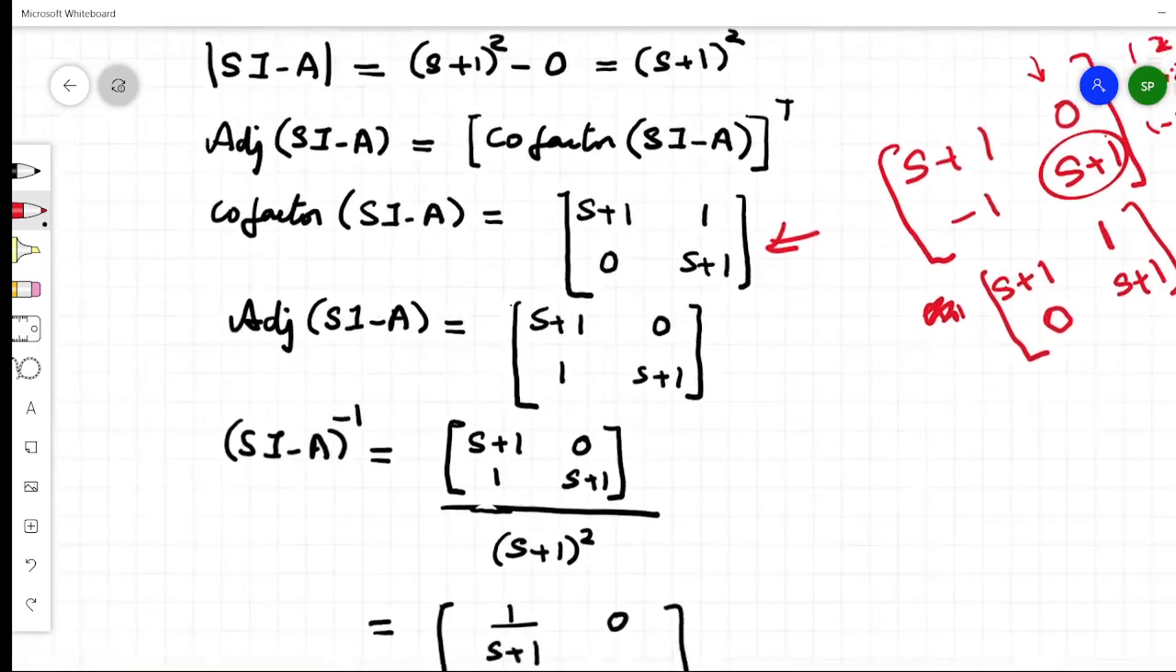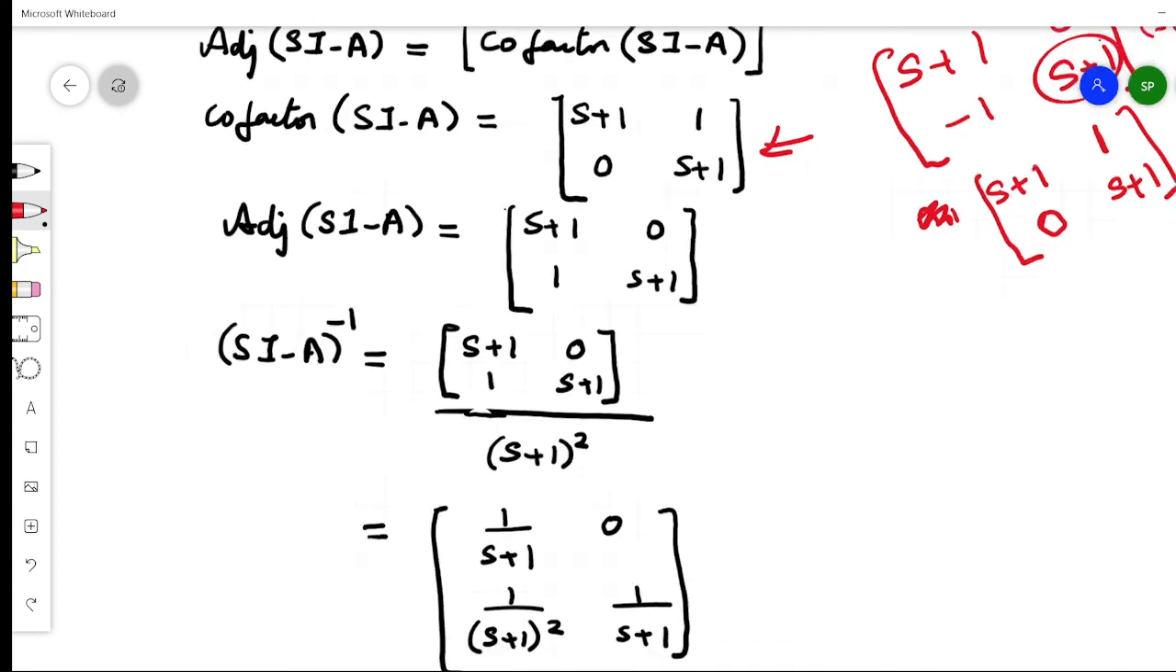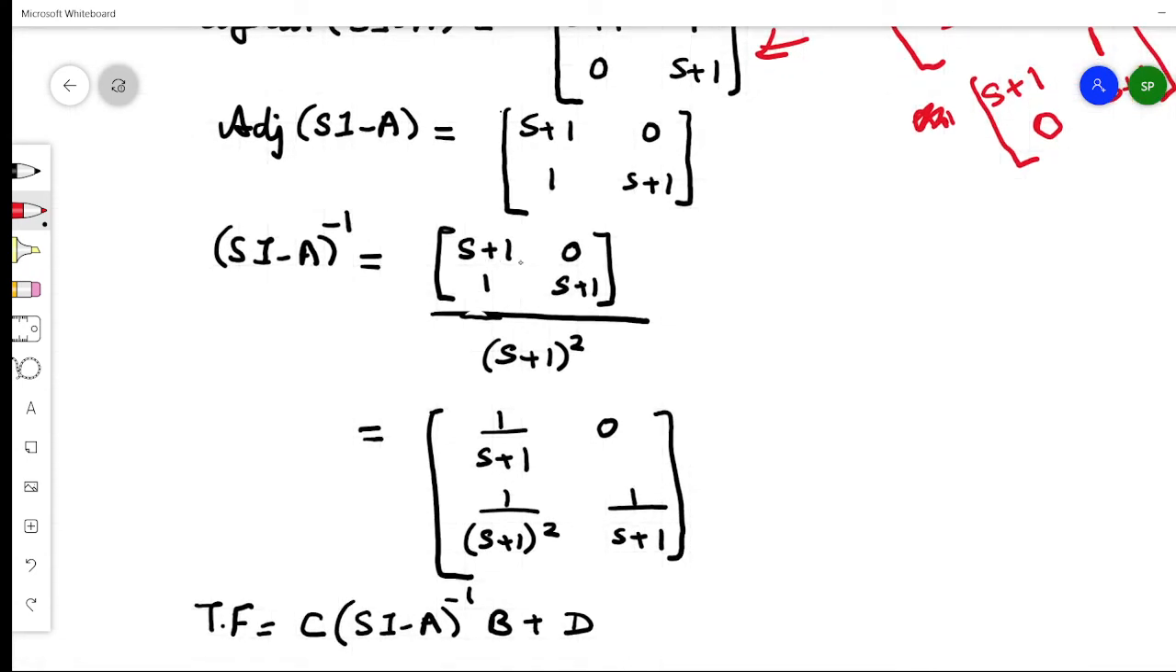Now we can easily find the inverse of sI minus A. So sI minus A inverse is nothing but that adjoint matrix divided by the determinant. Determinant we have already found as s plus 1 the whole square. So we can directly substitute it here and divide. s plus 1 divided by s plus 1 the whole square, you will be getting 1 by s plus 1. 0 divided by s plus 1 the whole square, you will be getting 0. 1 divided by s plus 1 the whole square, you can write like that. Then s plus 1 divided by s plus 1 the whole square, you will be getting 1 by s plus 1. So this is the value which you are getting for sI minus A inverse.